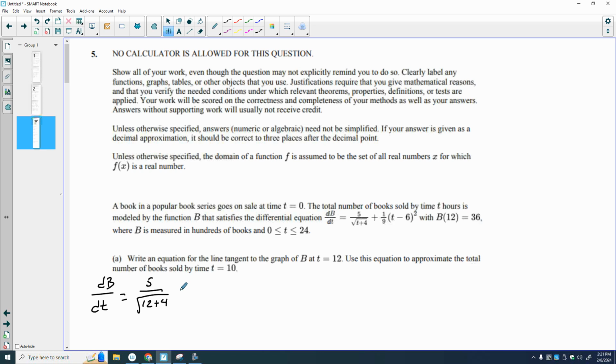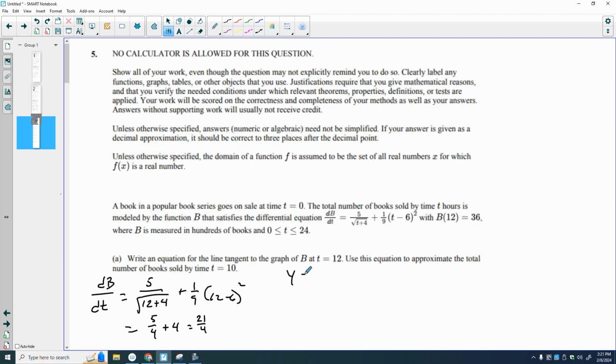Square root that, plus 1/9. Plug in 12. All right, this becomes 16. Square root of 16 is 4, so we get 5/4. This becomes 6. 6 squared is 36, divided by 9 is 4. This becomes 16 over 4, and I get 21 over 4.